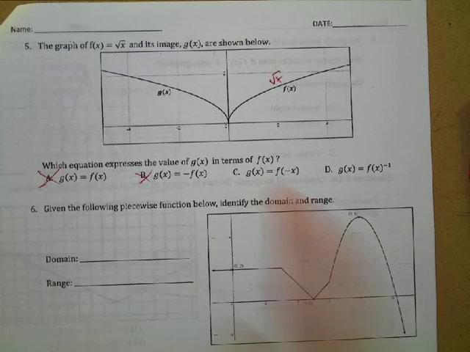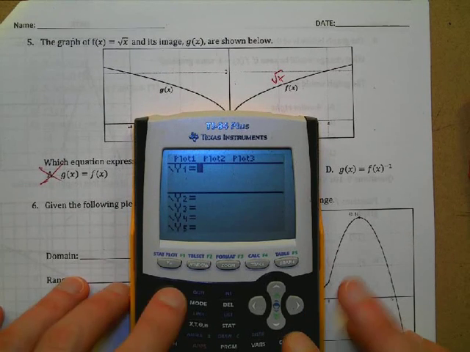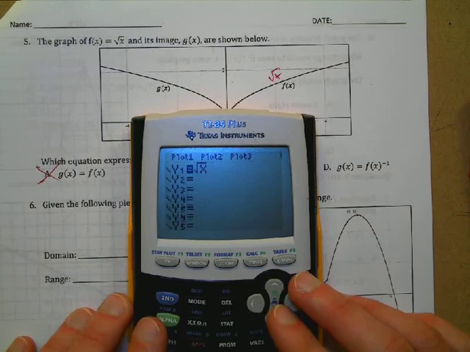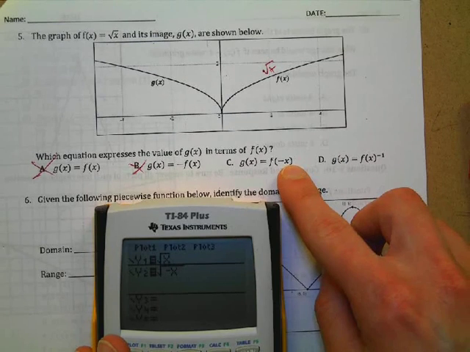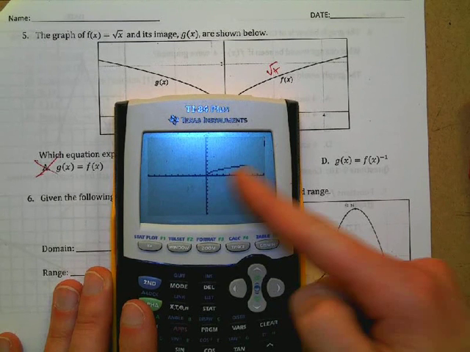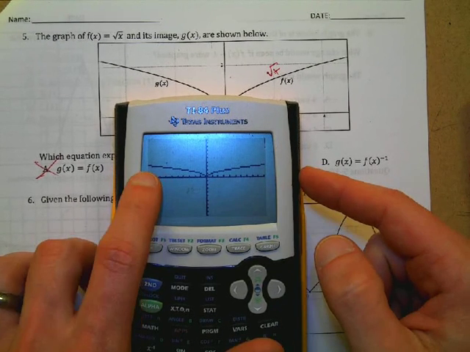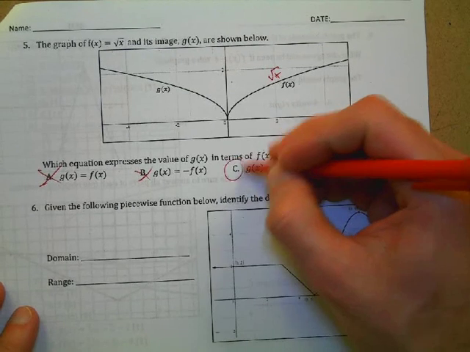If you want to check it to make sure, I'll show you here. You can graph the square root of x, and then I'll put in the square root of negative x, because the negative is in with the x there. I'll put it in there and watch, graph it. There's my f of x, root x, and look at that, there's g of x, root negative x. So what's the answer here? It's got to be C.